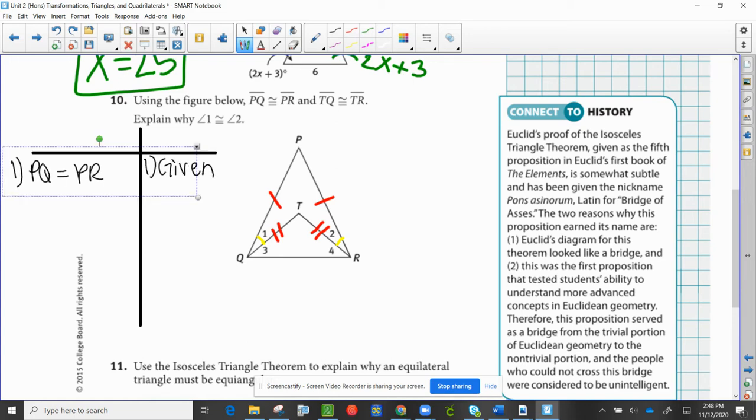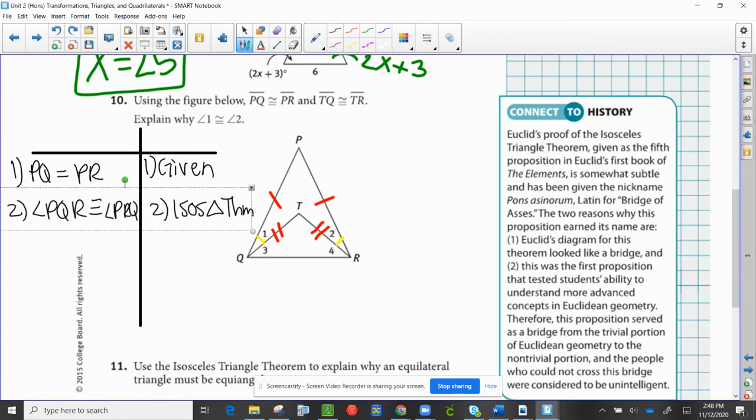So if that's the case, then the angles opposite those legs should be congruent also, meaning angle PQR is going to be congruent to angle PRQ. And that's our isosceles triangle theorem. I'm going to abbreviate here. Okay, so let's do a little substitution here. Angle PQR would be angle 1 and angle 3. And angle PRQ would be angle 2 and angle 4. And that's just a little substitution here that I just did.